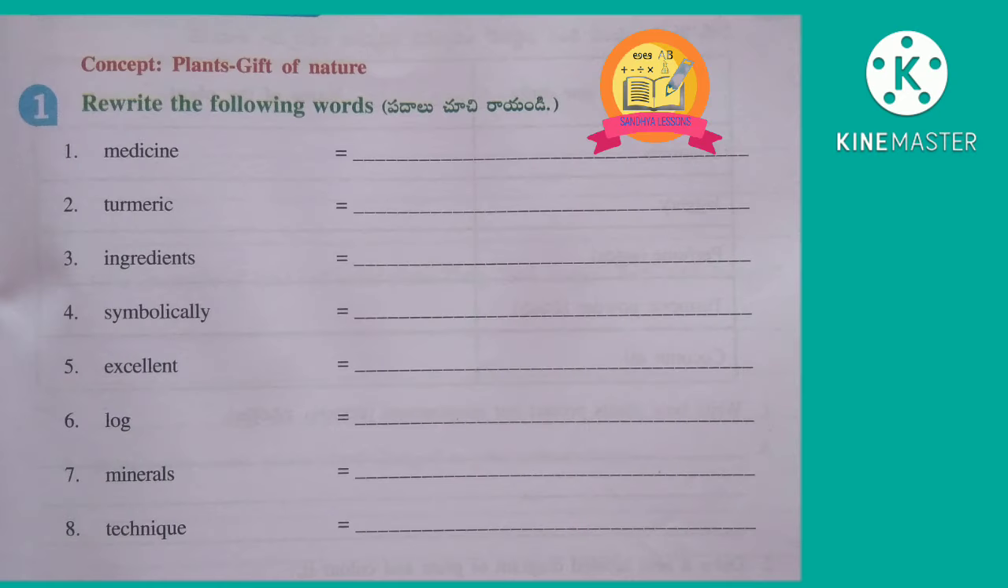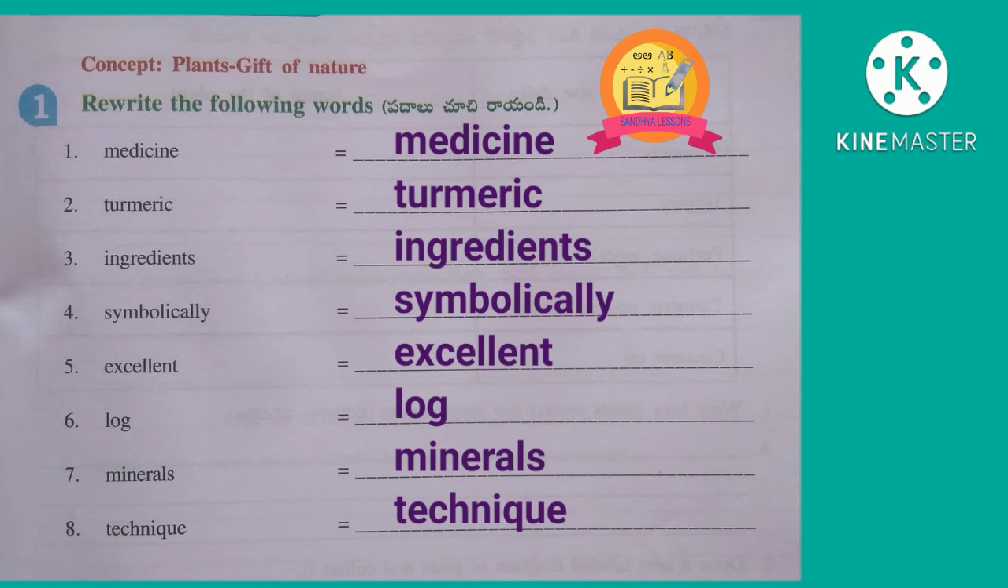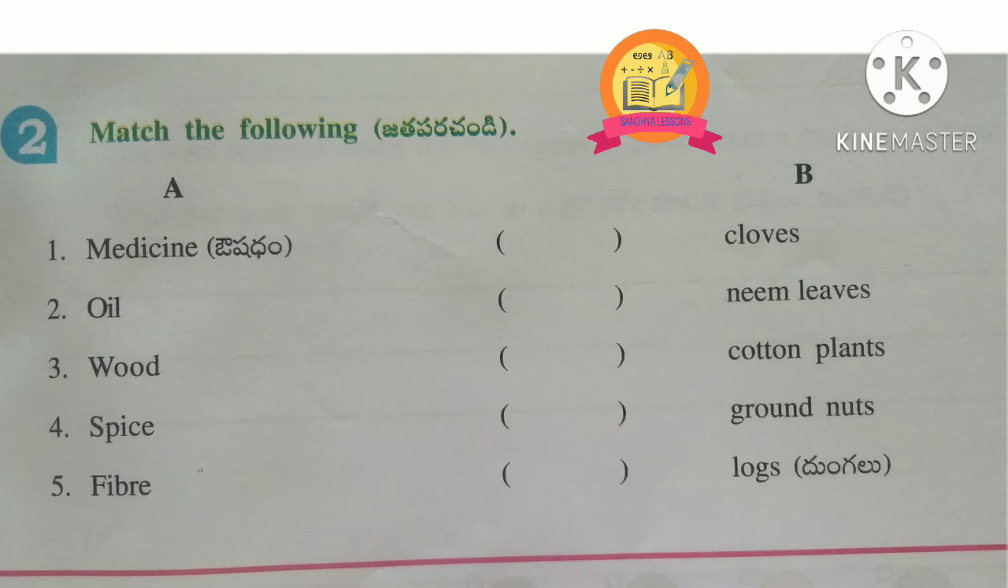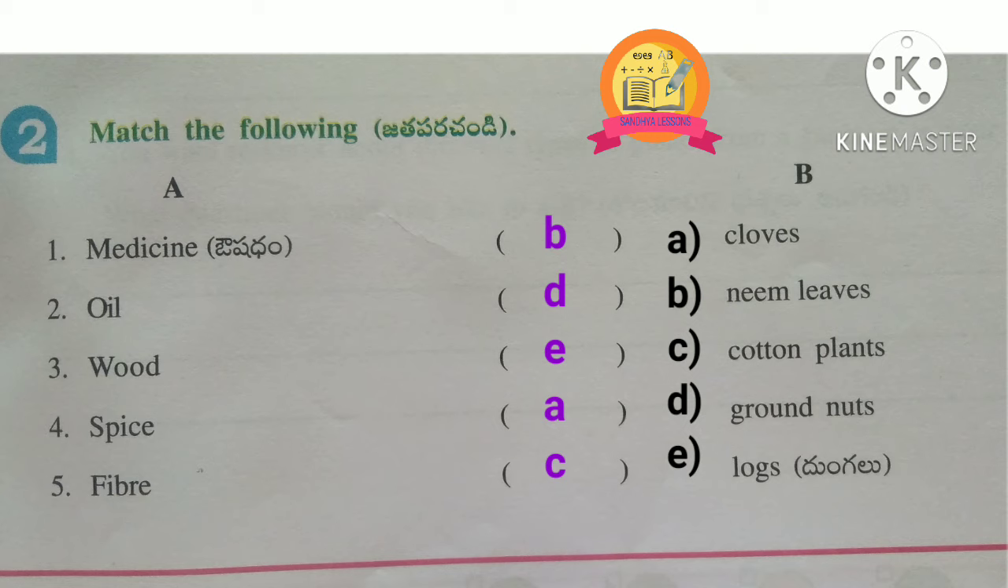Worksheet 6. First Roman, rewrite the following words. Medicine, turmeric, ingredients, symbolically, excellent, log, minerals, technique. Second Roman, match the following. Medicine, neem leaves, oil, groundnuts, wood, logs, spice, cloves, fiber, cotton plants.